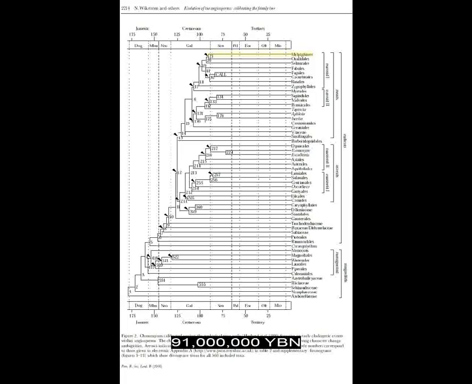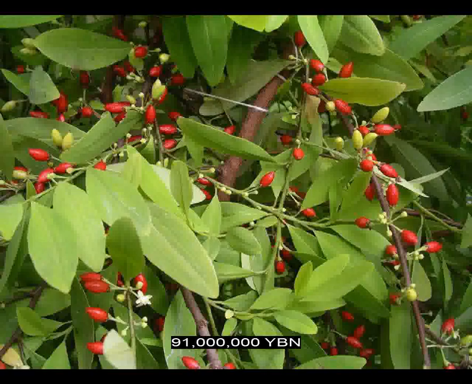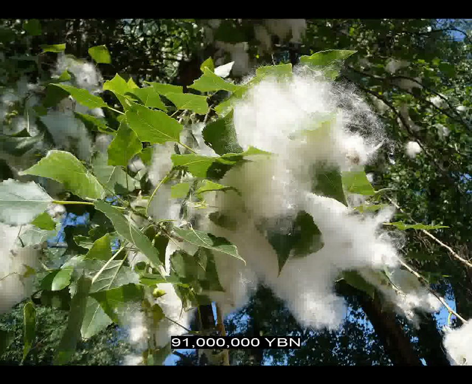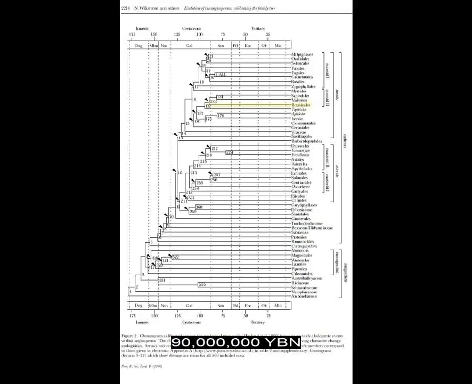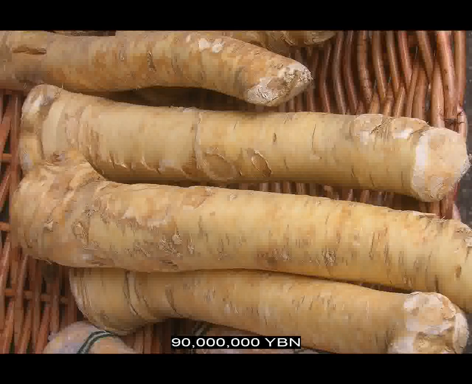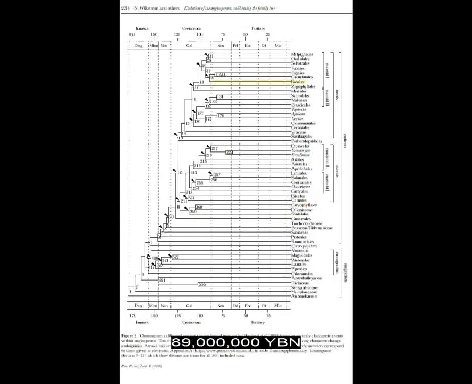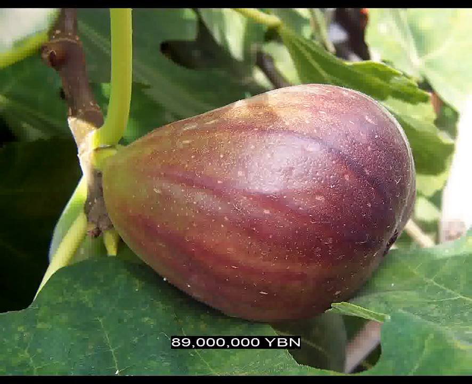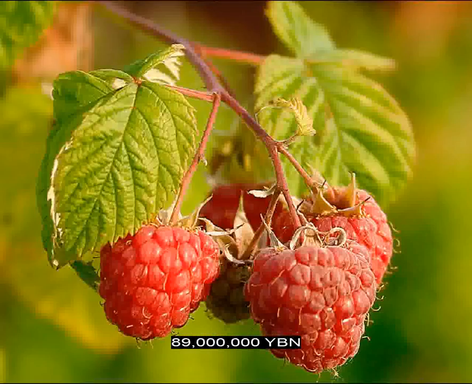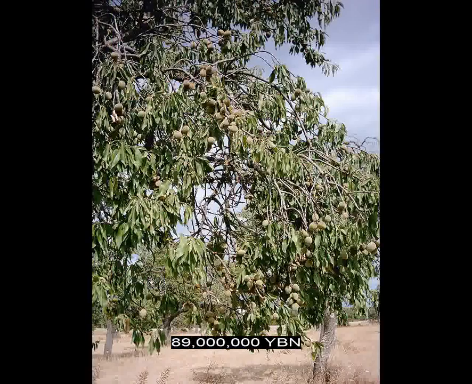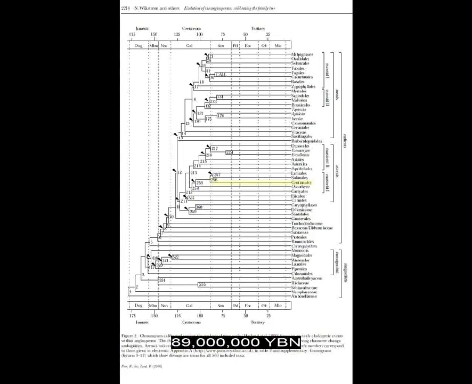The rosids Malpighiales evolve. The ancestor of coca, rubber tree, cassava, poinsettia, willow, poplar, and aspen. The rosids Brassicales evolve. The ancestor of horseradish, mustard, cabbage, broccoli, radish, and papaya. The rosids Rosales evolve. The ancestor of hemp, hop, jackfruit, fig, strawberry, rose, raspberry, apple, pear, plum, cherry, peach, and almond. The asterids Gentianales evolve.